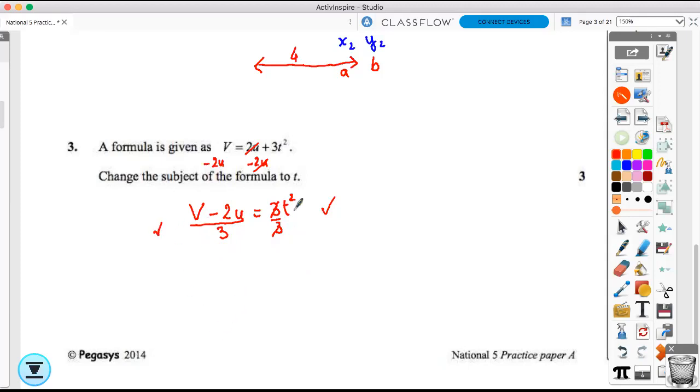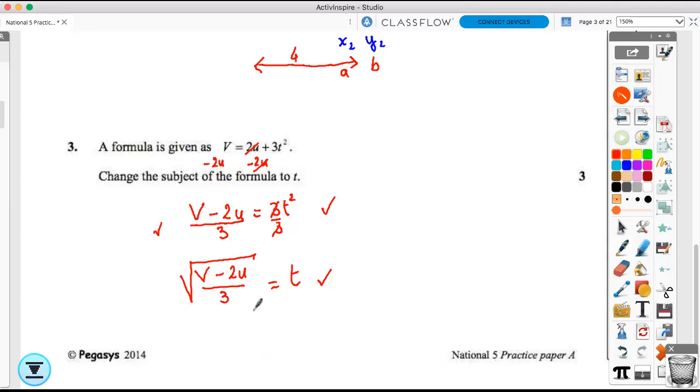Now, what's the opposite of square? Square root. So then your last mark would be the square root of (v minus 2u) over 3 equals t. I got 3 marks for that. That's not bad. 3 marks. So at least you should be getting 2 marks.